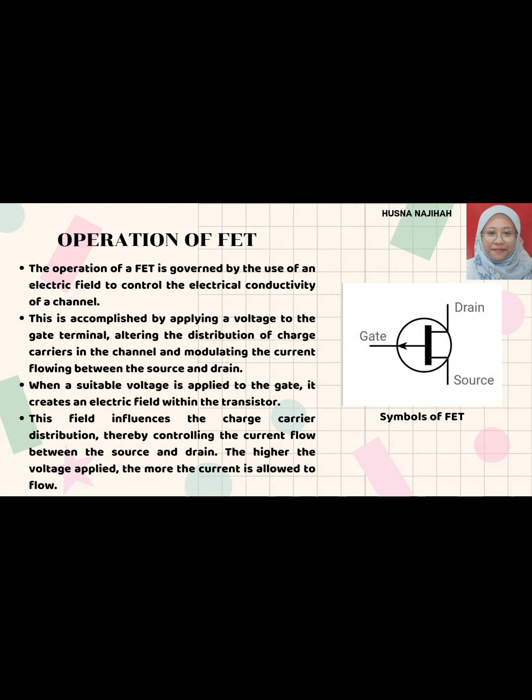When a suitable voltage is applied to the gate, it creates an electric field within the transistor. This field influences the charge carrier distribution, thereby controlling the current flow between the source and drain. The higher the voltage applied, the more the current is allowed to flow. As you can see here, this is the symbol of FET.